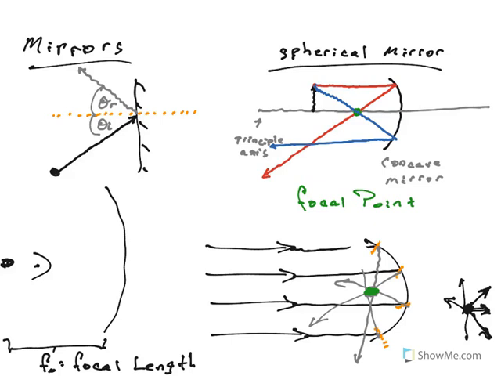The red line starts parallel to the principal axis, then reflects through the focal point. The blue line starts through the focal point, and then when it reflects, it goes parallel to the principal axis. Now, I already know where these two lines cross, right here. I draw a little arrow from the principal axis down to there, and that is the image. So I already know my answer.